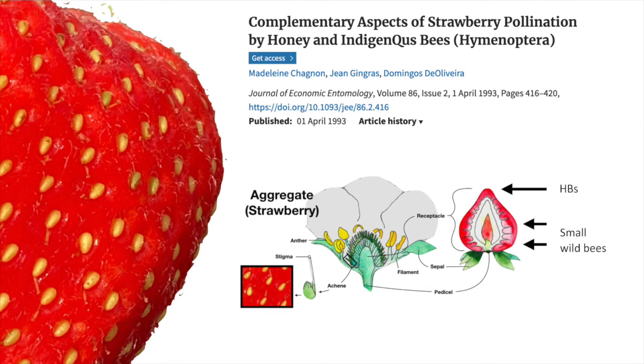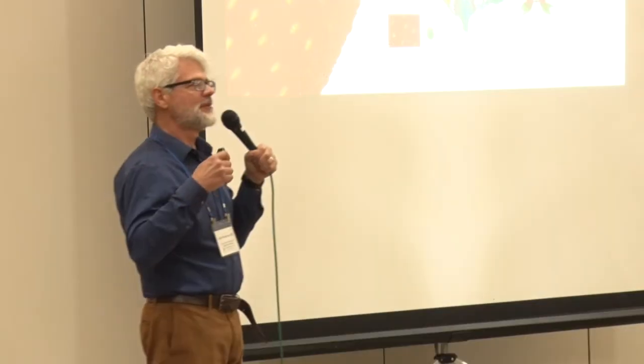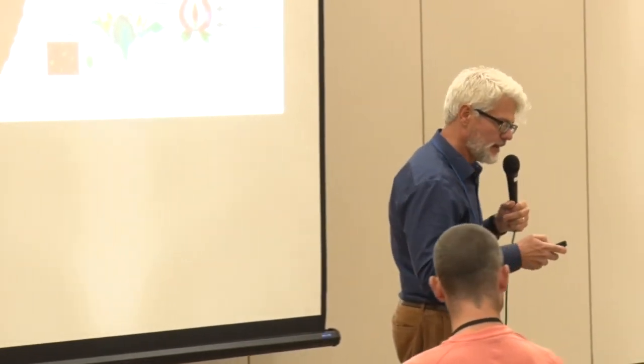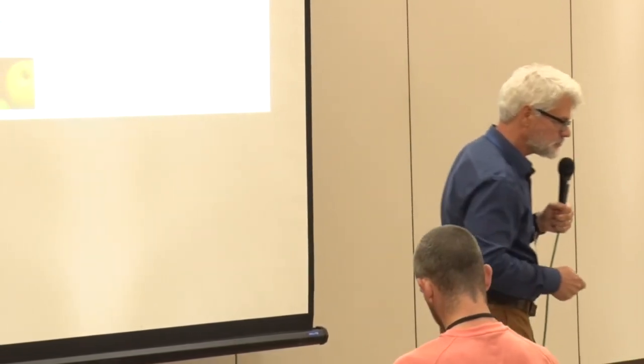And they were able to show, this is a paper that came out in Ontario, that honeybees tended to predominate on the apex of the flower. And so they were really good at pollinating the tip of the strawberry. But it was your small wild bees that predominated at the middle of the flower and the base of the flower. And so from the early 90s, we knew that multiple species visits to one flower had a better possibility of making a big, fully pollinated, symmetrical strawberry.